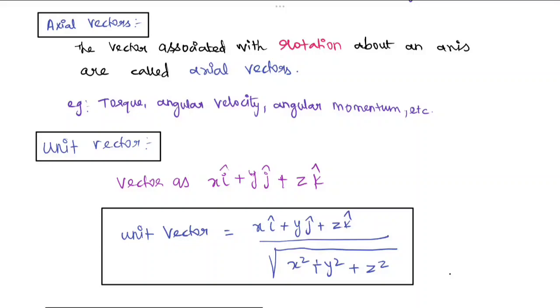So then what is the formula for unit vector? That should be x i vector plus y j vector plus z k vector divided by root of x square plus y square plus z square. So this is most important. Sometimes they will ask a problem.